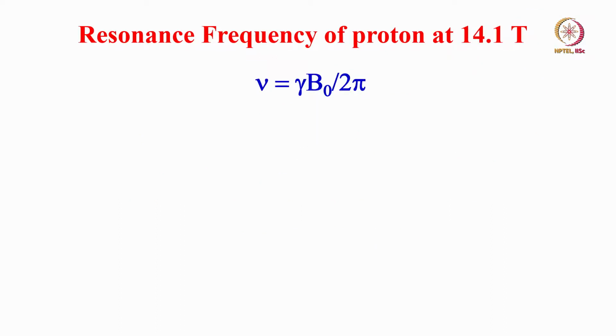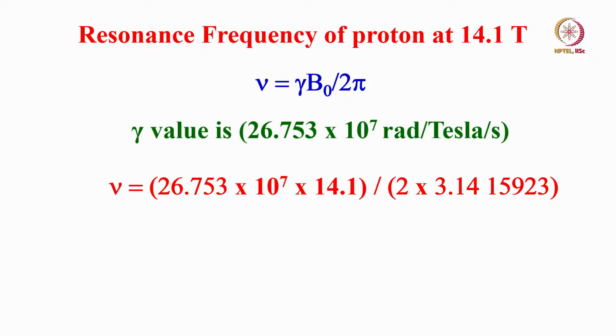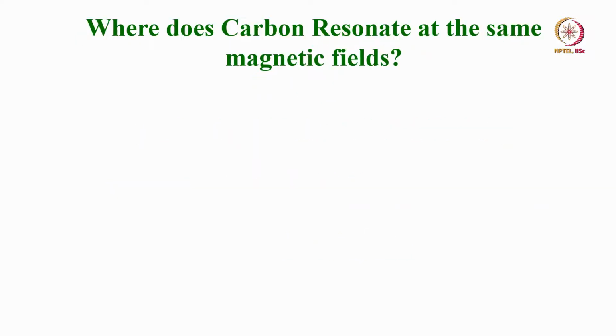Now, what happens if I increase the magnetic field? I changed it from 2.35 to 14 Tesla. Then again put these values, everything remains same, only the magnetic field is different, gamma and 2 pi are the same. You substitute this value, it turns out to be 600.36 megahertz. So, that means you change the magnetic field by 6 times, from 100 megahertz it became 600 megahertz. So, like that, it is linearly varying, that is the matter.